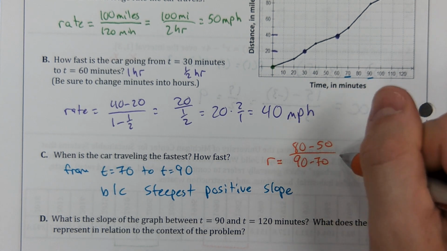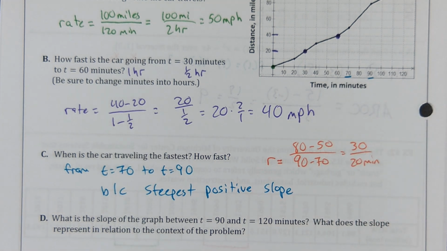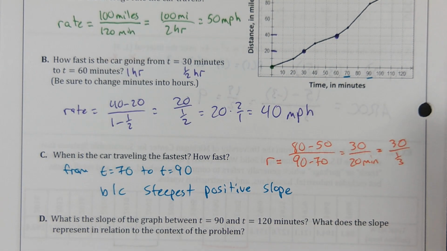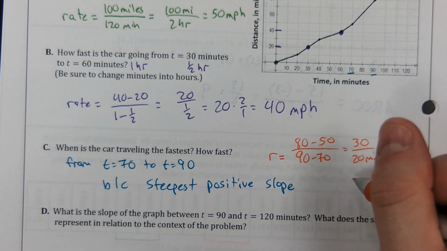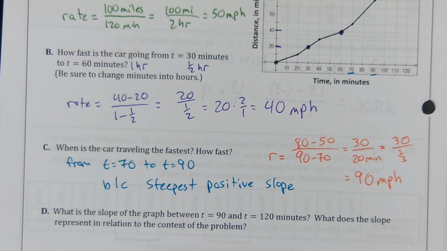Be careful though. That's minutes. How many 20-minute periods are there in an hour? 3 of them. So this is the same thing as saying 30 over 1/3. So dividing by 1/3 is the same as multiplying by 3. What we get is 90 miles per hour. Because 20 minutes is 1/3 of an hour.